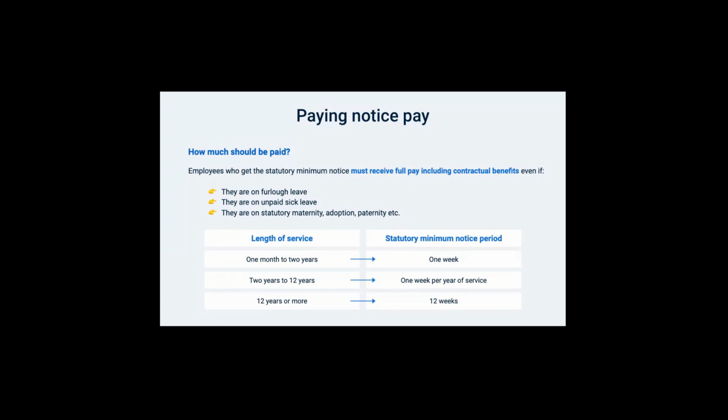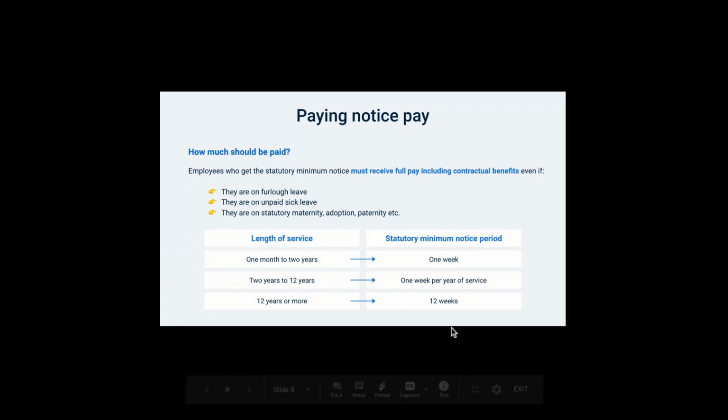Now, for those employees who are to receive the minimum statutory notice only, these employees must receive full pay, including any contractual benefits, even if they are not in receipt of full pay at the moment. That may be because they are on furlough leave, they are on a period of unpaid sick leave, or they are on a period of unpaid or reduced paid statutory maternity, adoption, or paternity leave, for example.